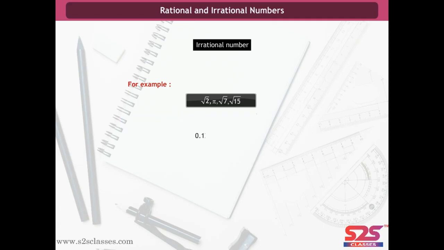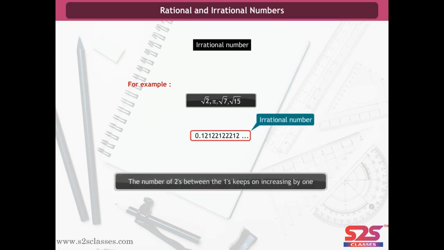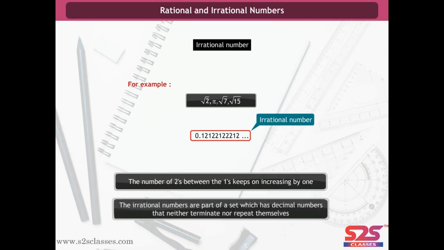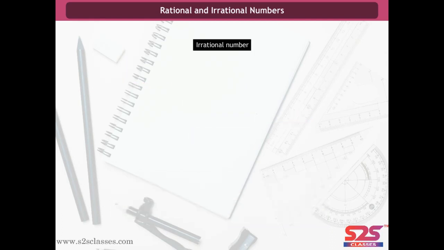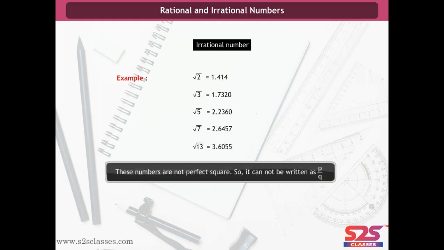Now 0.121221222 and so on is an irrational number, as we see that the number of 2's between the 1's keeps on increasing by 1. Irrational numbers are part of a set which has decimal numbers that neither terminate nor repeat themselves. Look at the given examples of irrational numbers. These numbers are not perfect squares, so they cannot be written as p by q.